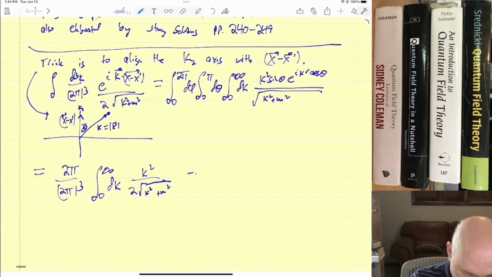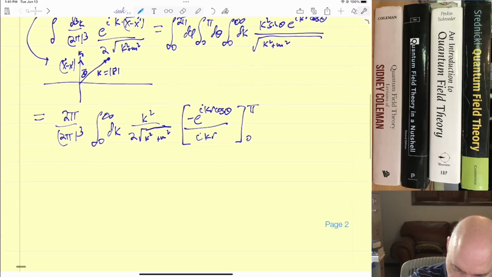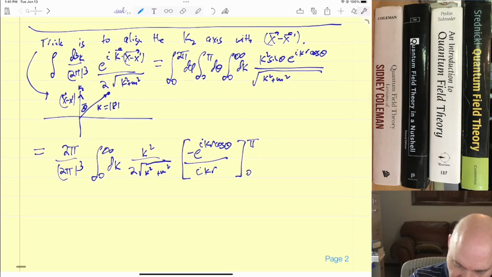Then I have minus e to the i k r cosine theta over i k r, from 0 to pi. As you can see, it works out real nice because when we take the derivative of this, we have an i k r, which cancels that, and then we get a minus sine theta. The minus sign cancels, and then we get the sine theta that we want. So it all works out nice.